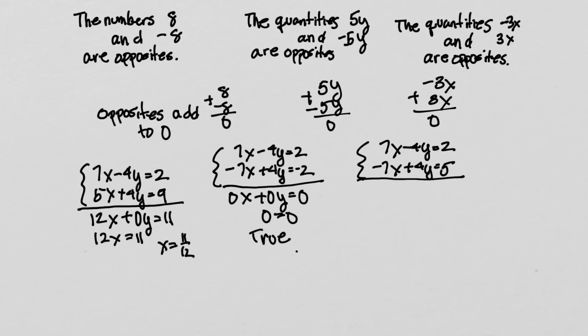7x minus 7x, 0x. -4y plus 4y is 0y. 2 plus 5 is 7. But now 0x is 0. 0y is 0. We get 0 plus 0 is 7, giving us 0 equals 7, which is a false statement. So in this situation, we've eliminated all the variables and gotten a false statement.